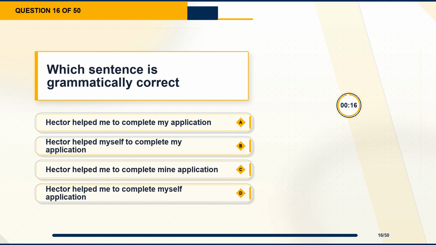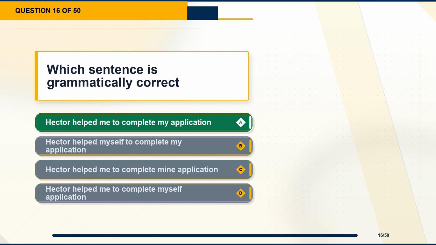Question 16. Which sentence is grammatically correct? Option A, Hector helped me to complete my application. Option B, Hector helped myself to complete my application. Option C, Hector helped me to complete mine application. Option D, Hector helped me to complete my self-application.